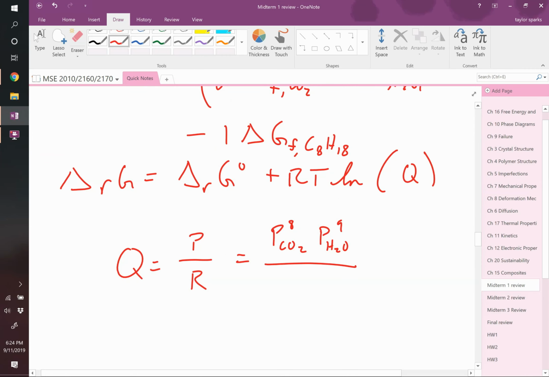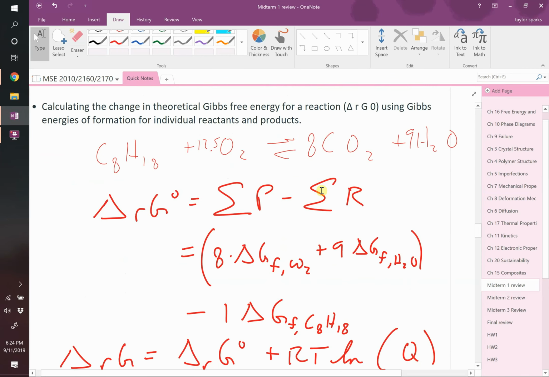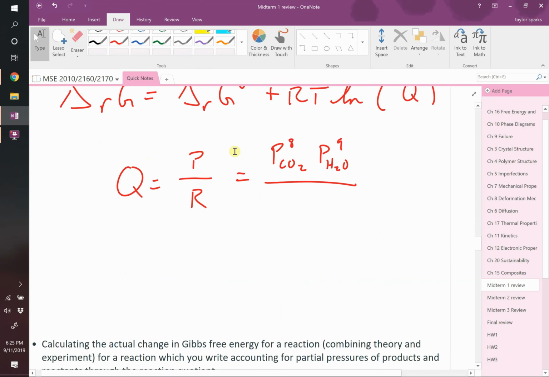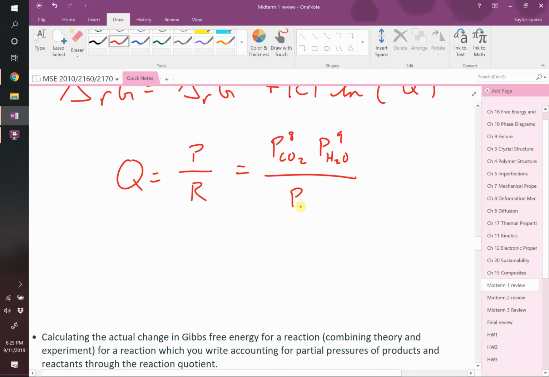Then we divide that by the reactants. If these were all gases, and I don't think the gasoline is a gas, even when it goes through the injector, it's probably a liquid, so we can probably ignore it. So then all we need is the partial pressure of oxygen, PO2, to the 12.5, which still seems wrong to me, but if that's right, then you'd raise it to the 12.5. That clear?